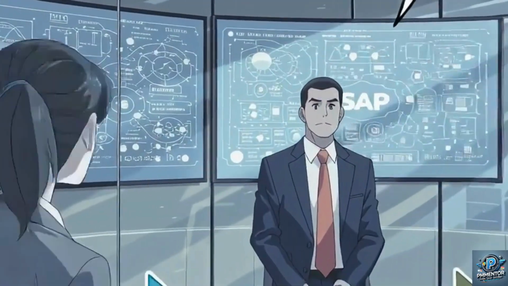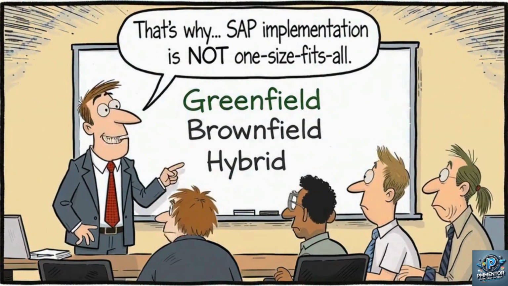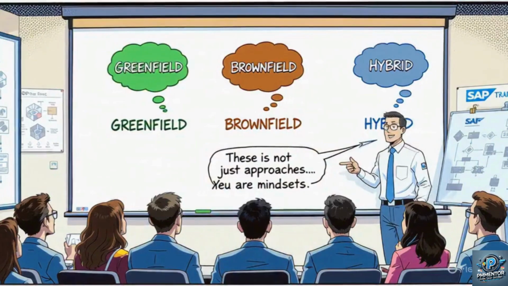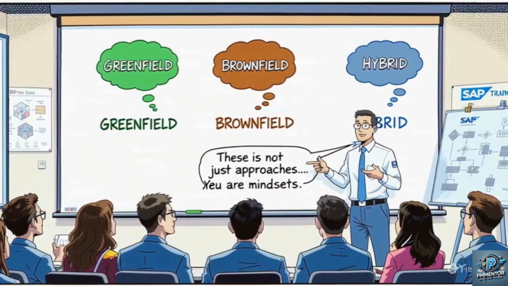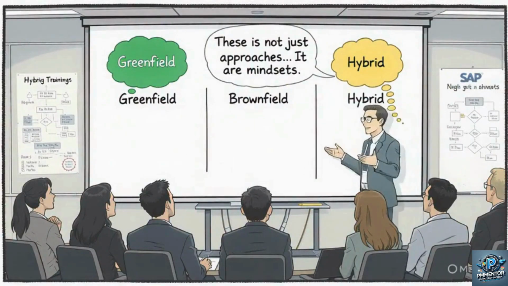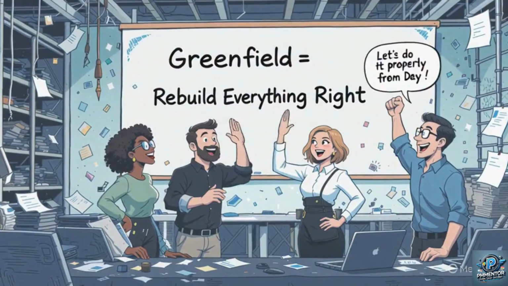Now, think about it like three different mindsets. Greenfield says, let's rebuild everything the right way. Brownfield says, let's upgrade what we already have. Hybrid says, let's improve only what needs to change.